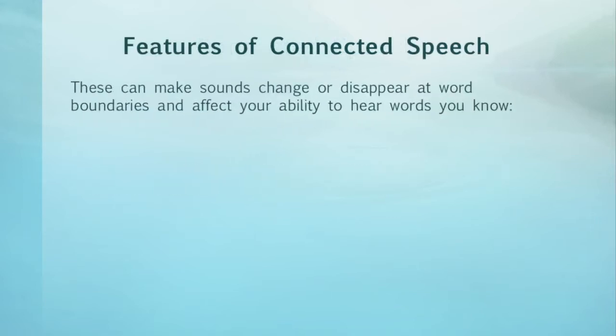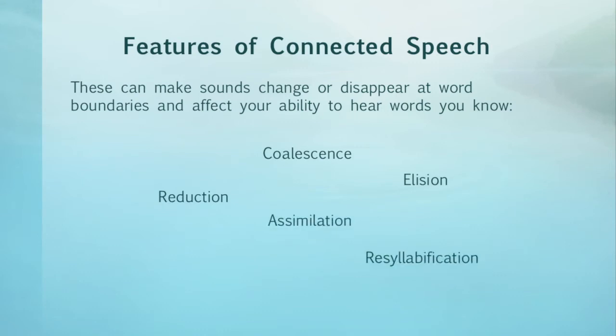Some features of connected speech that can make sounds change or disappear at word boundaries and affect your ability to hear words you know are coalescence, elision, reduction, assimilation, resyllabification, linking, and intrusion. Don't worry, I'll explain what each of these means in this series. Awareness of them will improve your ability to hear individual words in the stream of spoken English. Ready? Here we go.